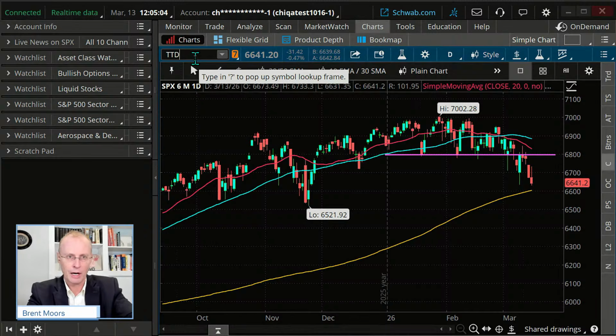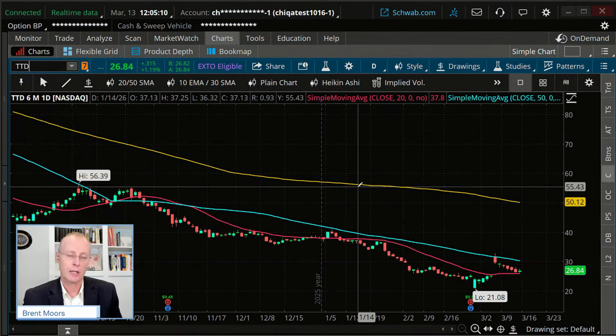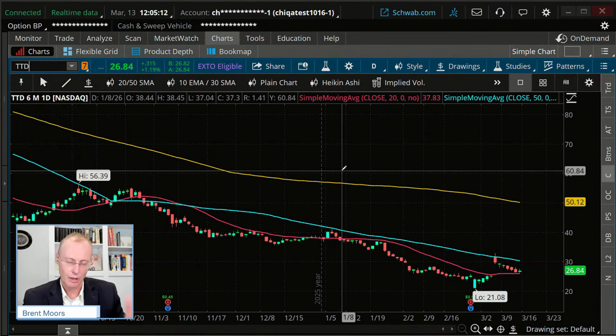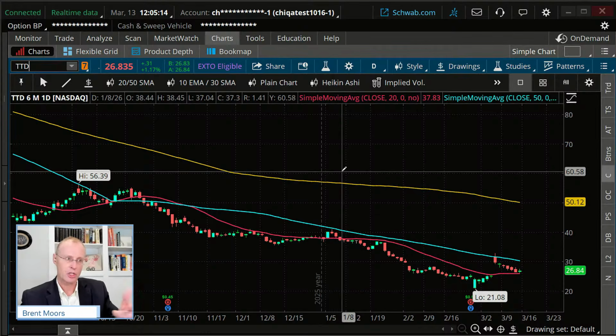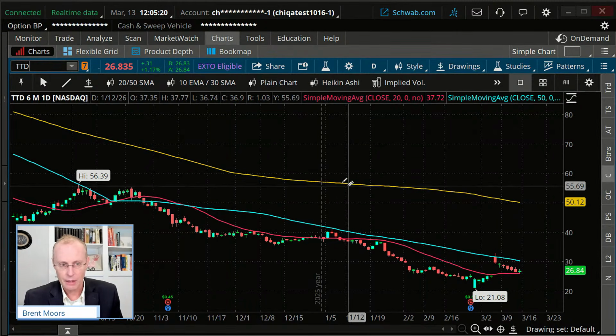Okay, let's start with the trade. And this is a trade that came up on the watch list. Oh, excuse me, on the scan I created. And I'm going to share that scan with you in just a minute, okay? But let's just look at this.